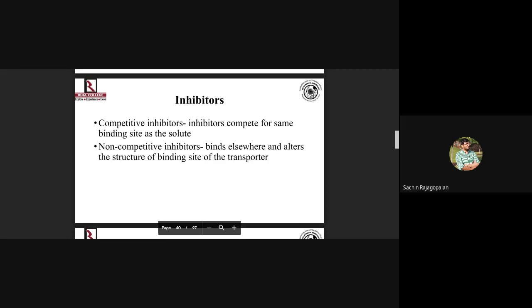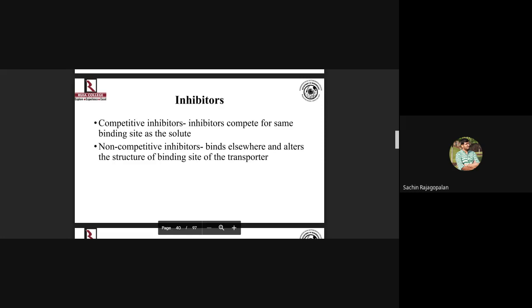Similarly, we have non-competitive inhibitors also. These are those inhibitors which will not compete with the solute because they are not similar in structure and shape to the solute, but they can surely have some other position on the transporter to go and bind to.